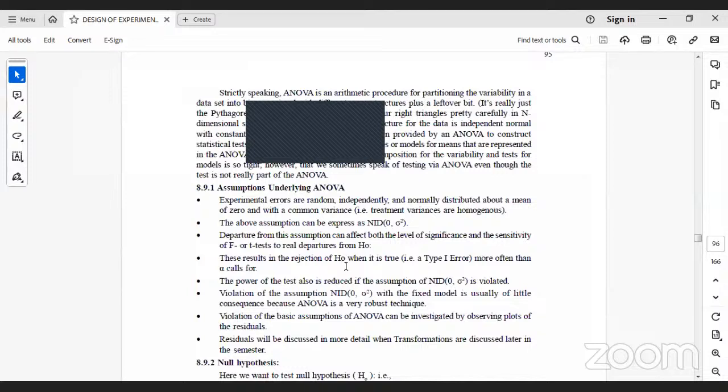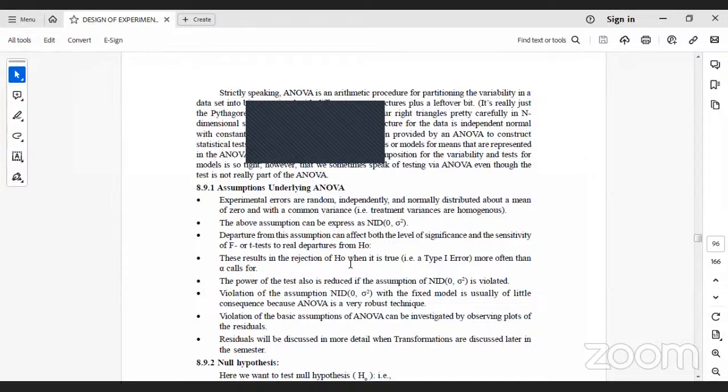Assumptions underlying ANOVA: experimental errors are random, independently and normally distributed about mean zero with a common variance. Treatment variances are homogeneous. The above assumptions can be treated as NID. Departure from these assumptions can affect both the level of significance and the sensitivity of the test. Here we are taking H naught.